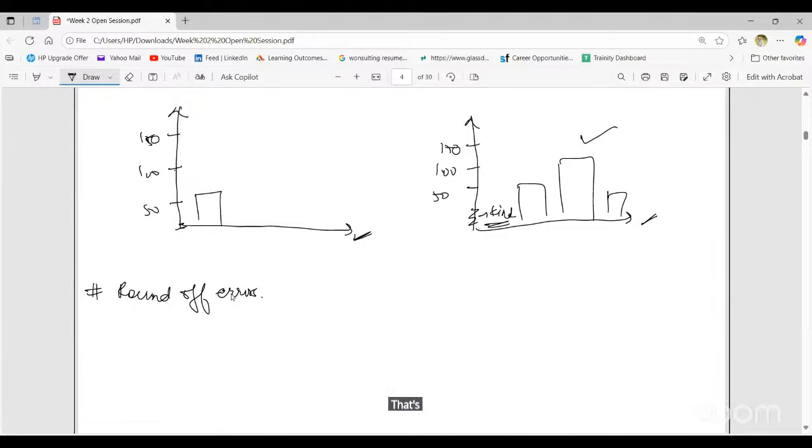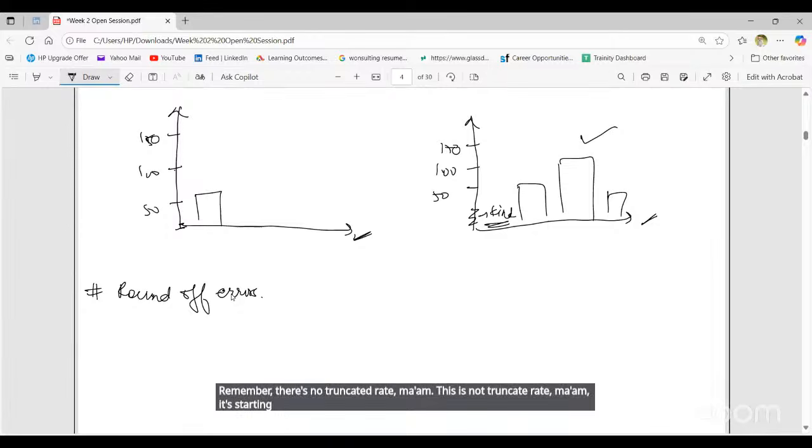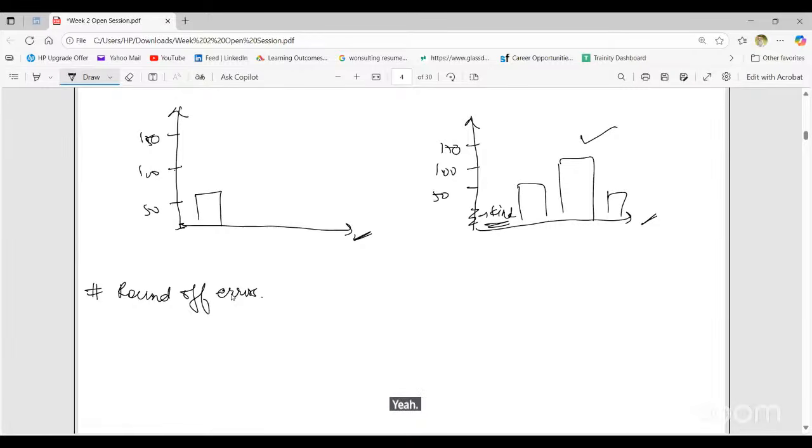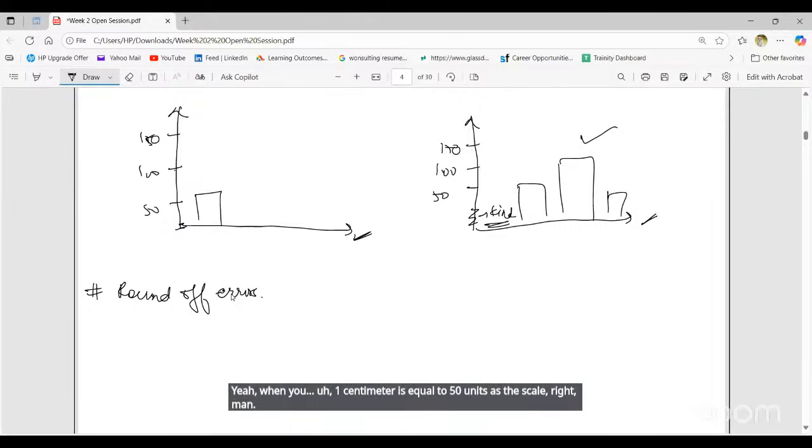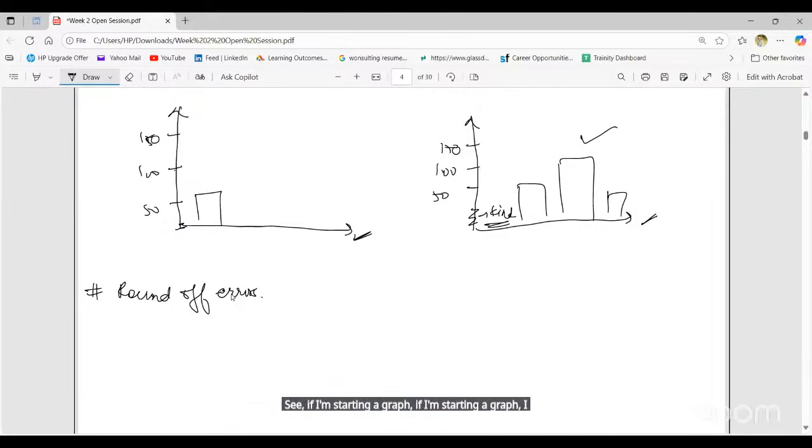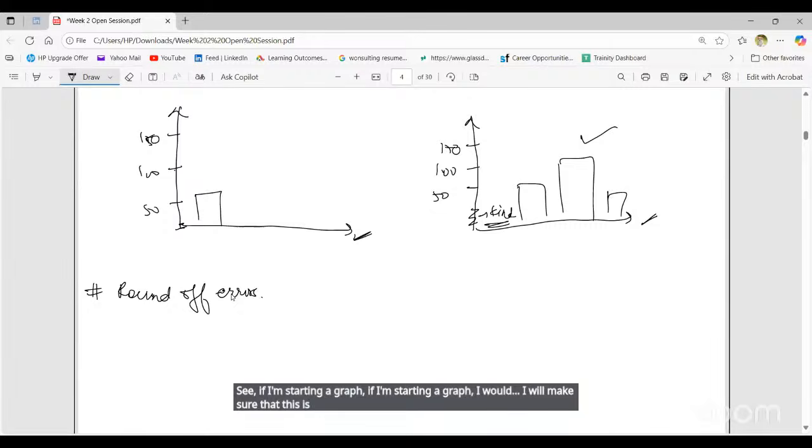This is not truncated, right, ma'am? It's starting from 50, then 100, and then again 150. We can take 1 centimeter equal to 50 units as a scale. If I'm studying a graph that I know is not starting with 50, I will study according to that. But here my starting line is 50, so my study here will be different.